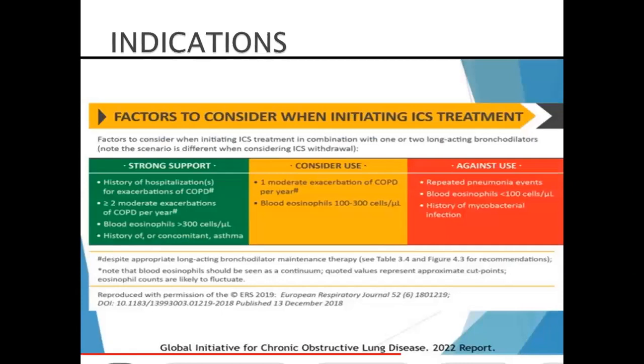And so as I was saying, we don't just use the inhaled corticosteroids in all patients with COPD. So these are the indications. If a patient comes in with a history of hospitalization from exacerbation of COPD or more than 2 moderate exacerbations per year, or with blood eosinophils of more than 300, these are patients who have strong support to start the ICS for them. And then you can also consider the use of inhaled corticosteroids if they come with a moderate exacerbation of COPD per year or blood eosinophils between 100 and 300.